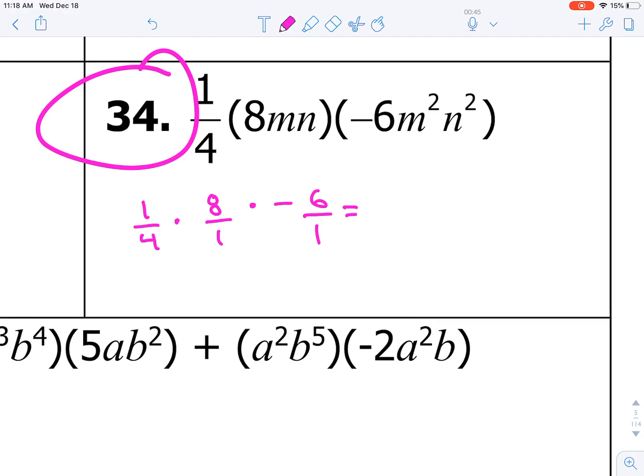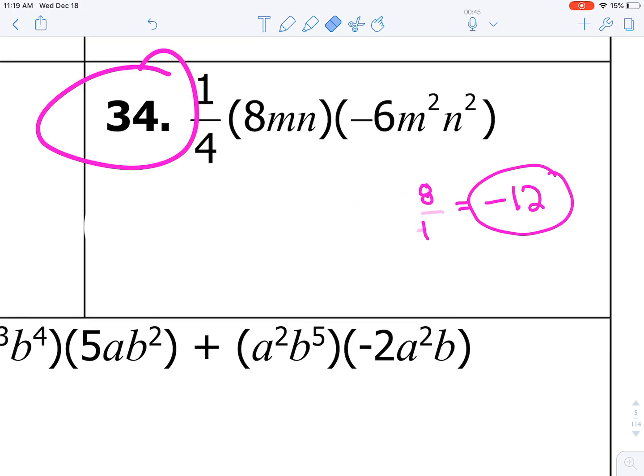And I just multiply the top numbers and multiply the bottom numbers. So 1 times 8 is 8. And 8 times negative 6 is negative 48. And 4 times 1 is 4. And negative 48 divided by 4, again, you can use a calculator if you don't know that, but it is negative 12.